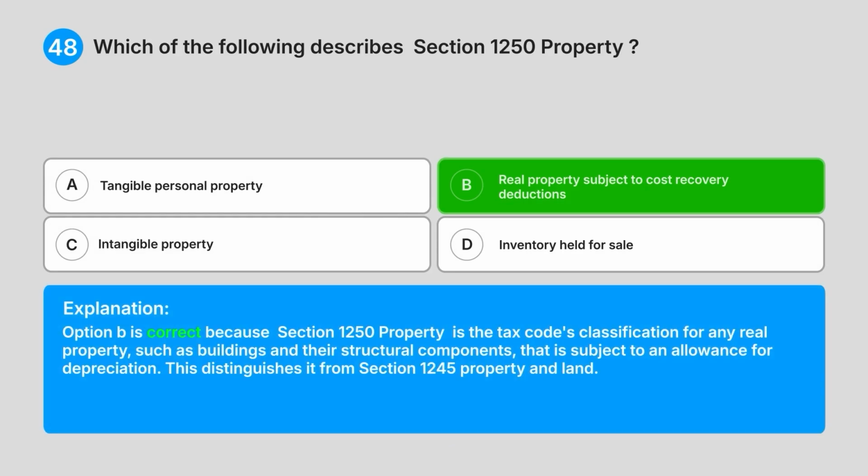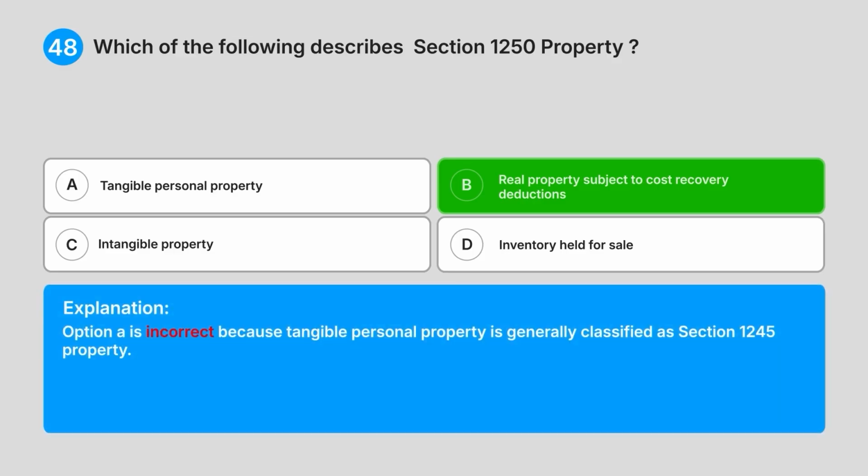Explanation. Option B is correct because Section 1250 property is the tax code's classification for any real property, such as buildings and their structural components, that is subject to an allowance for depreciation. This distinguishes it from Section 1245 property and land.